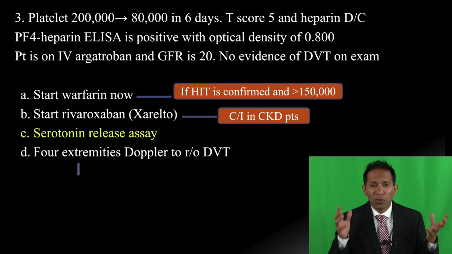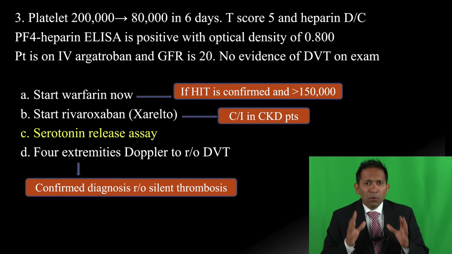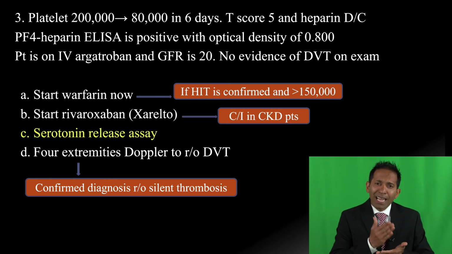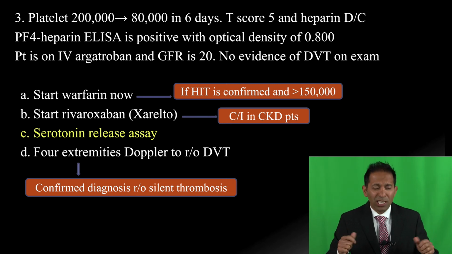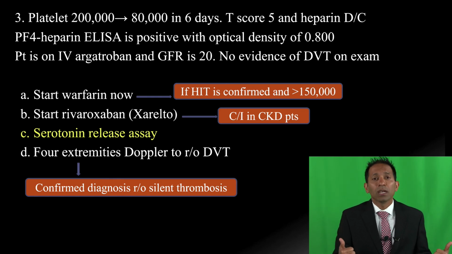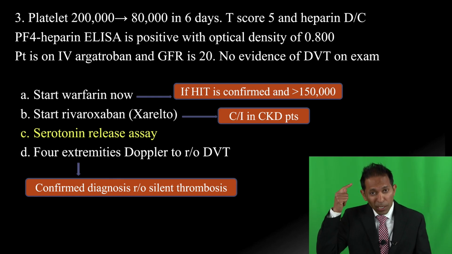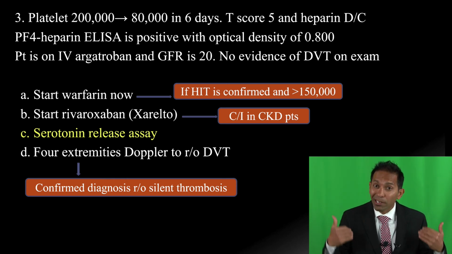What about option D? Why are we doing 4 extremity venous Doppler to rule out DVT? So we do it in patients who have a confirmed diagnosis of HIT. 30 to 50% of patients can have DVT. Even if they have no findings on physical exam, they can have silent DVT. These patients can also have cerebral venous thrombosis. They can have arterial thrombosis.